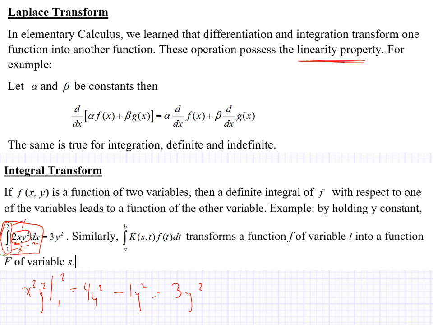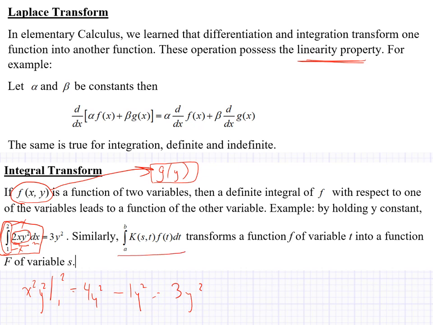And notice what just happened here. We used integration to turn one function into another. And not only that, we used integration to turn a function of two variables, x and y, into a function of one variable. And that variable was y. Because we integrated with respect to x, we're now left with a function of y. So in some instances, integration can turn one function into another, but more specifically, turn a function of two variables into a function of one variable.